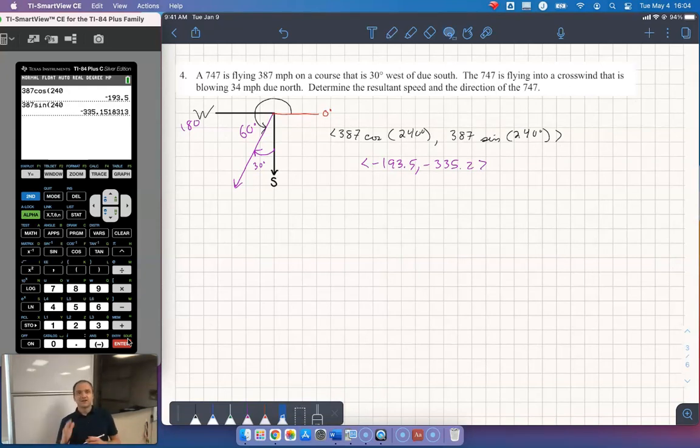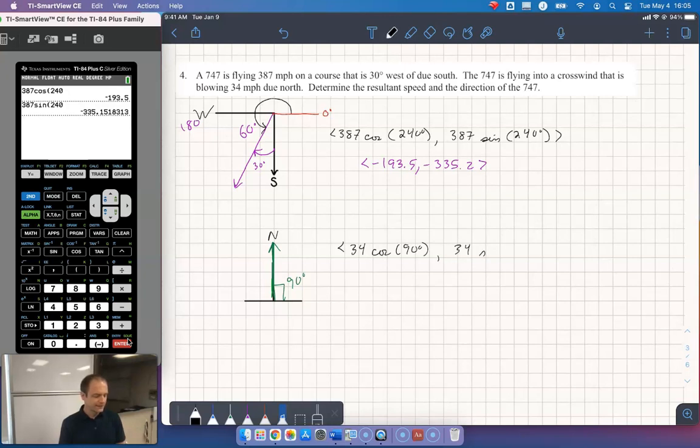The second vector says, hey, there's a crosswind blowing 34 miles per hour due north. So if I draw this one, I mean, it's just due north. And I have the speed of it. And so due north, what is that? Well, that's 90 degrees from standard position. And my speed is 34. So this setup is going to be my speed, 34 cosine of 90 degrees, comma, 34 sine of 90 degrees. And I'm not going to use the calculator for this one because it's on the y-axis. So if I think about that, the cosine of 90 is 0, and the sine of 90 is 1 for the unit circle, and so this would be 34 times 1, which is 34.